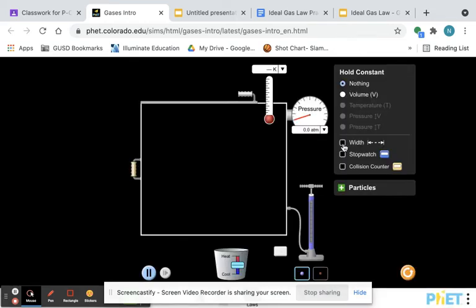First thing we want to do is click width. And if I'm going too fast, you can always go back and watch it again. This way we can have a way of measuring our volume. So down here at the bottom where it says 10 nanometers, that's where we measure our volume.